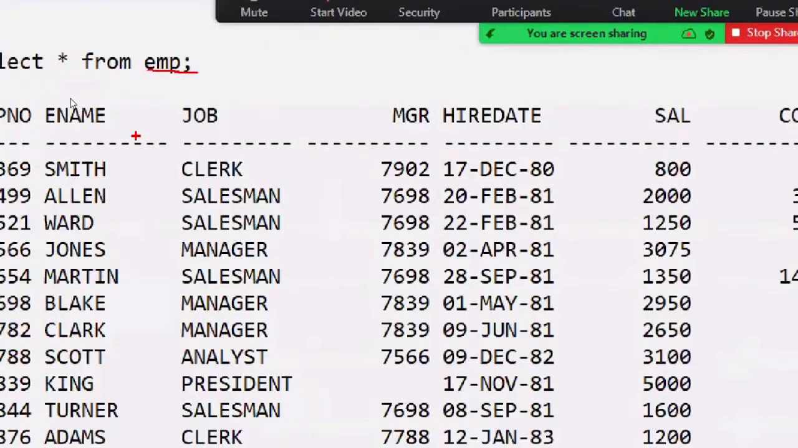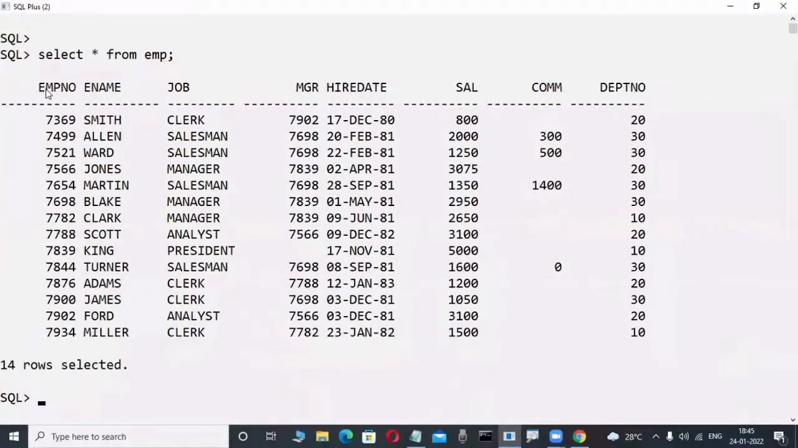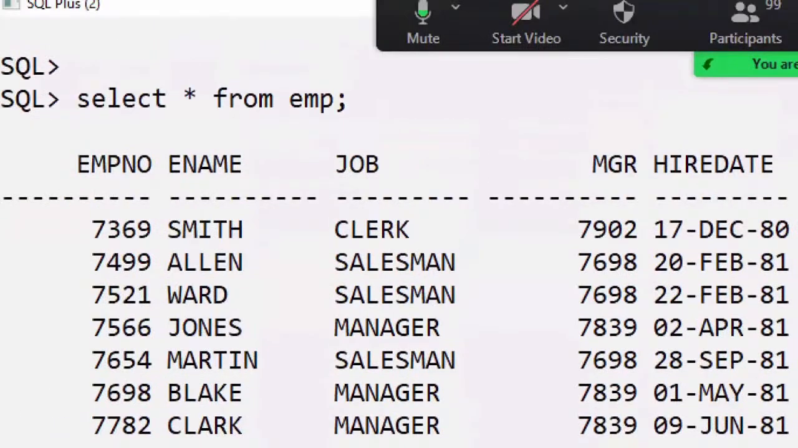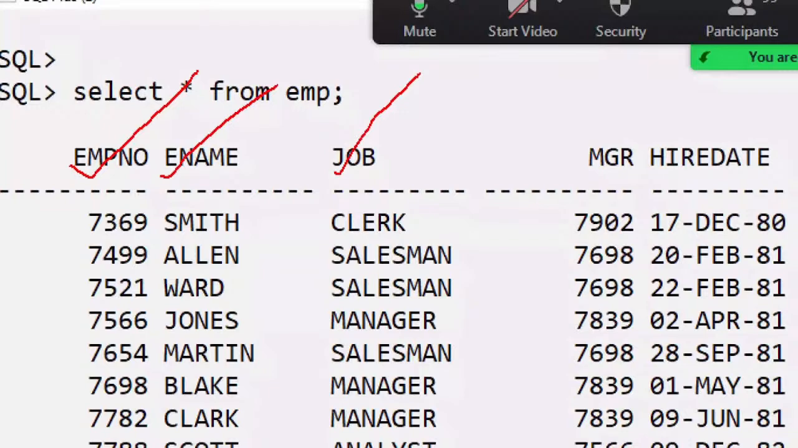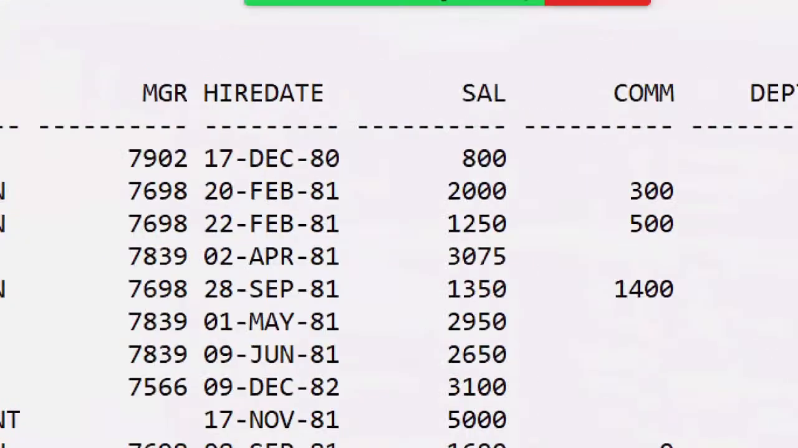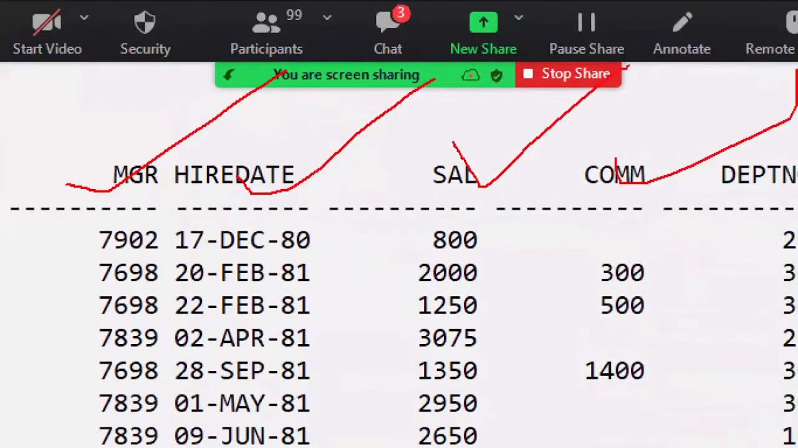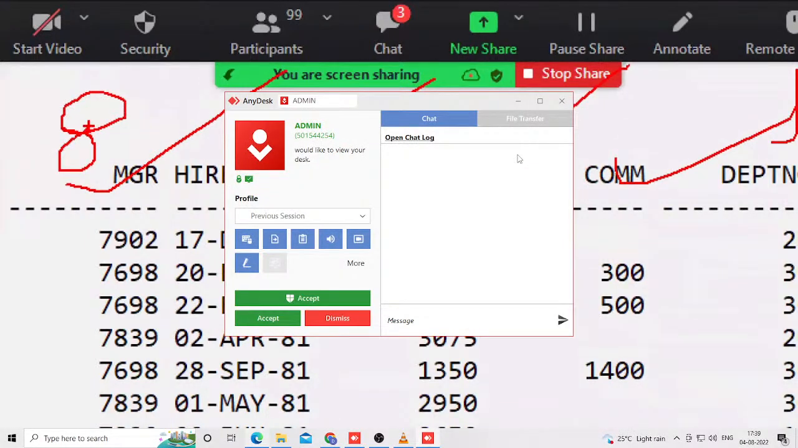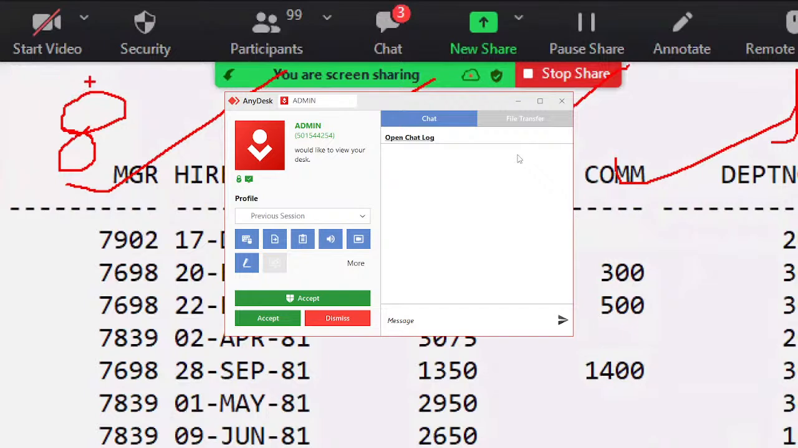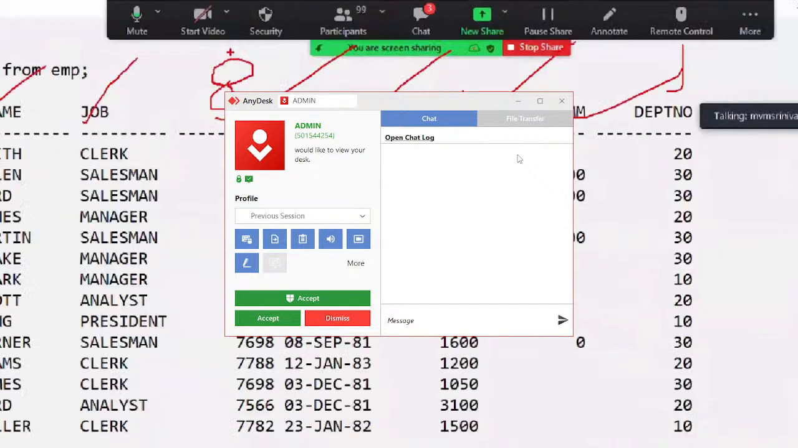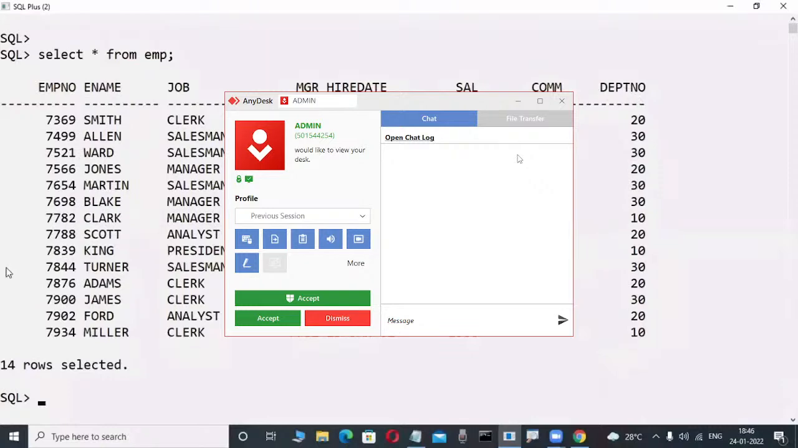In this EMP table, how many columns are there? I'm not asking for the names, just how many. These are called columns: 1, 2, 3, 4, 5, 6, 7, 8. So there are 8 columns. Why am I counting? Because in the future there is an interview question: write a query which counts the number of columns in a table. You will become familiar with all of this. Yes, 8 columns are there.